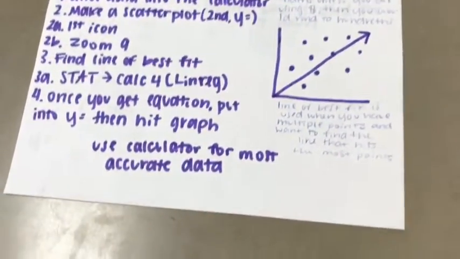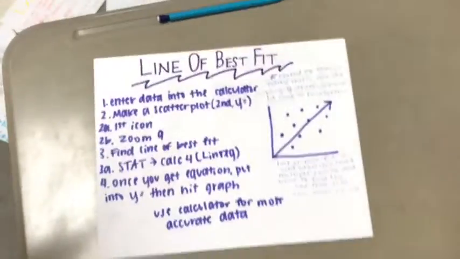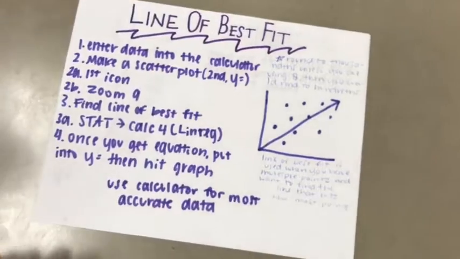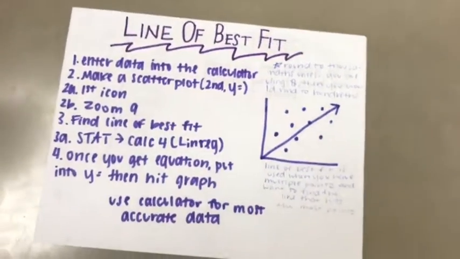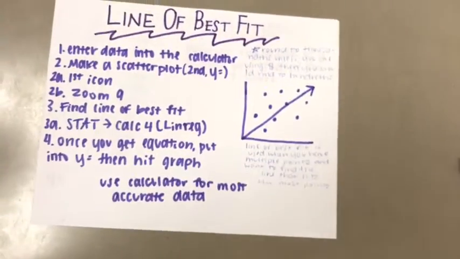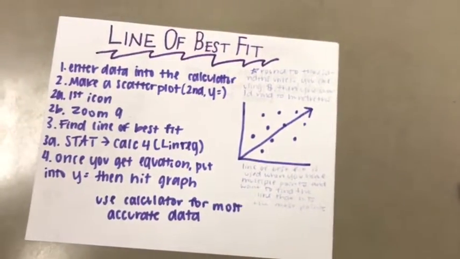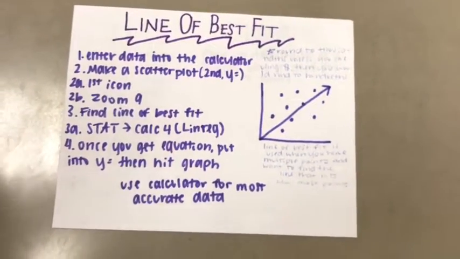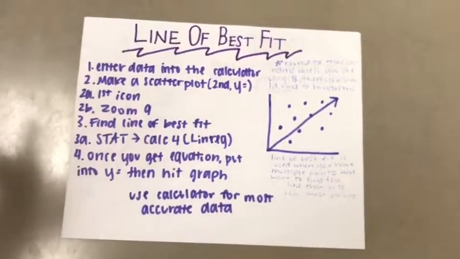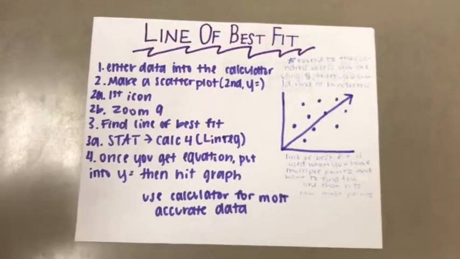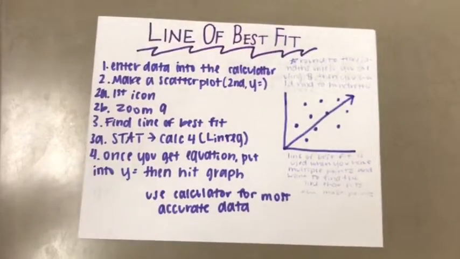Line of best fit. Steps of line of best fit. First, you're going to enter the data into your calculator. Then you're going to make a scatter plot. Second y equals. You're going to press the first icon for everything in Zoom 9, and then you're going to find the line of best fit. Then you're going to go to Stat Calc 4, and once you get an equation, you're going to put that into y equals, and then hit graph.